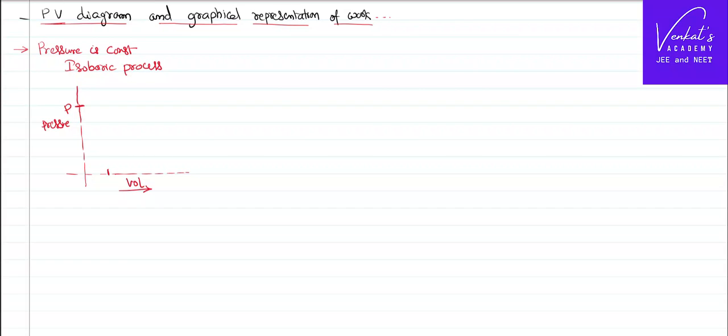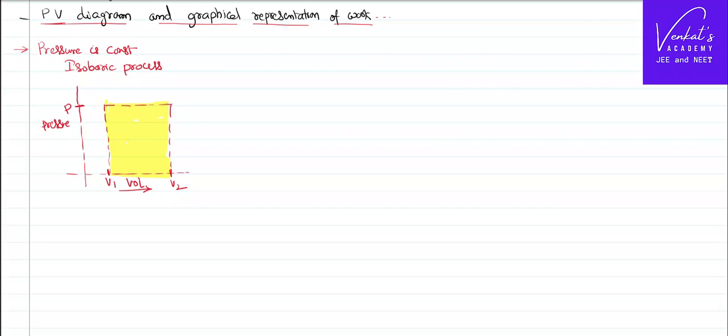Say volume has moved from V1 to a new value V2. So the respective graph will have a square or a rectangular shape as shown, which has some area inside. Inside the graph there is some kind of an area.